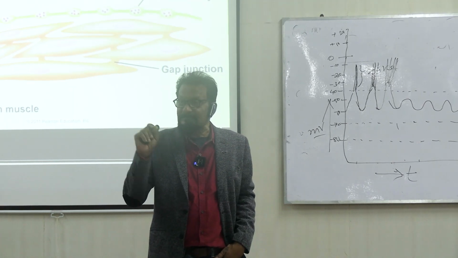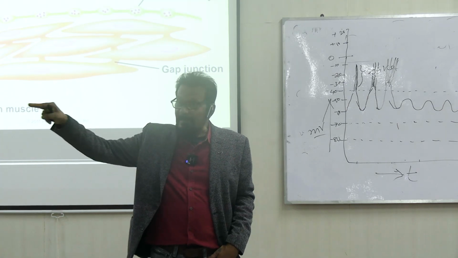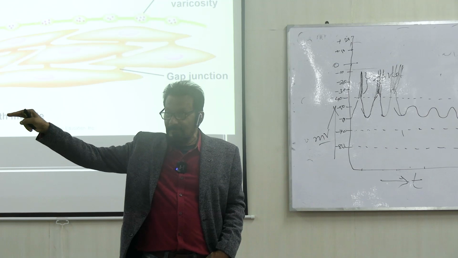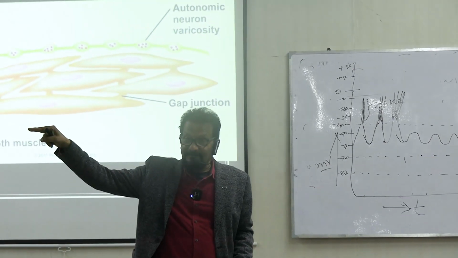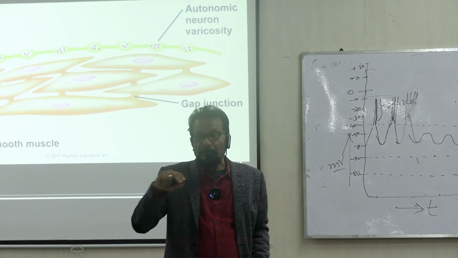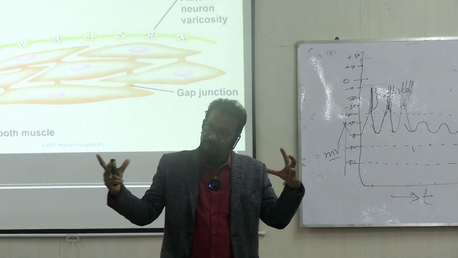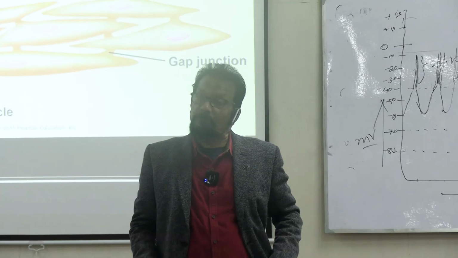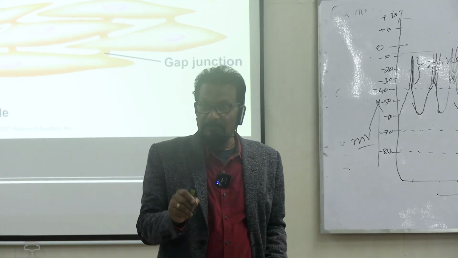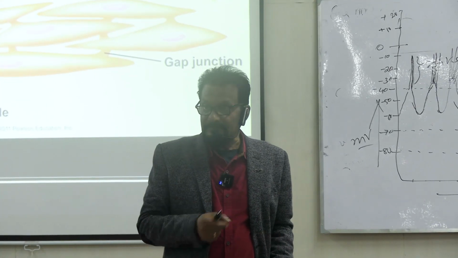These spike potentials are propagatory in nature. They will propagate from one cell to another cell through gap junctions. Okay, so because of this, all cells will be contracting together. So these are the basic features, in short, of smooth muscles.